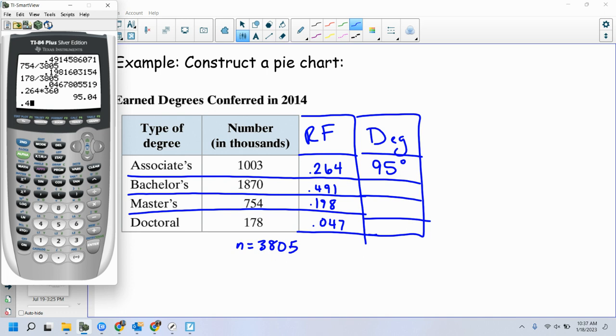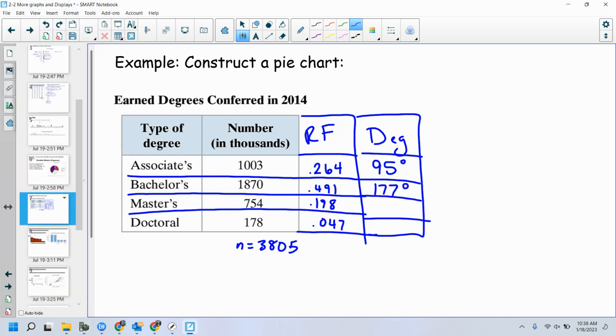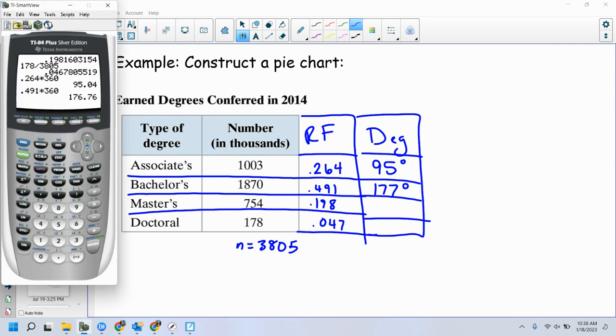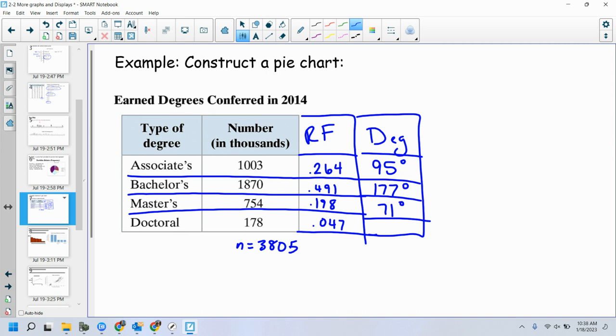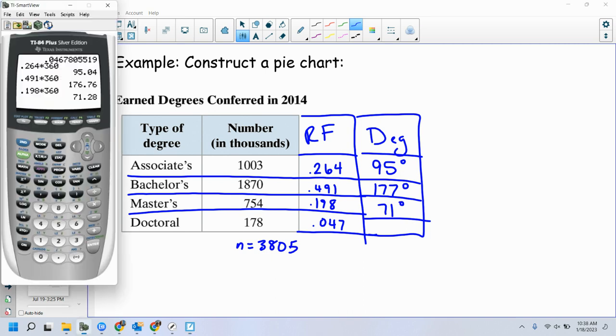0.491 times 360 would get me 177 degrees. And again, you're kind of ballparking here. Round it to the nearest degree. 0.198 times 360 is going to get me 71 degrees. And then our doctorate, 0.047 times 360. The smallest chunk that we have is only 17 degrees.